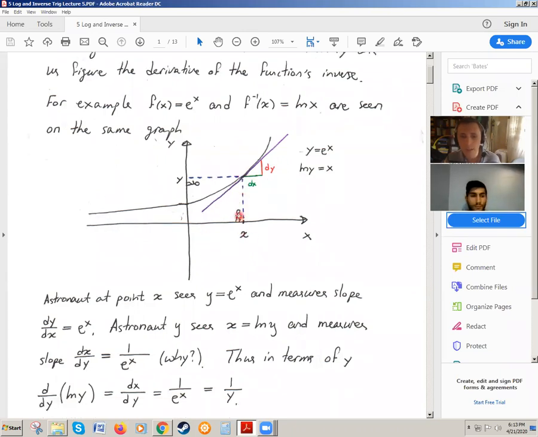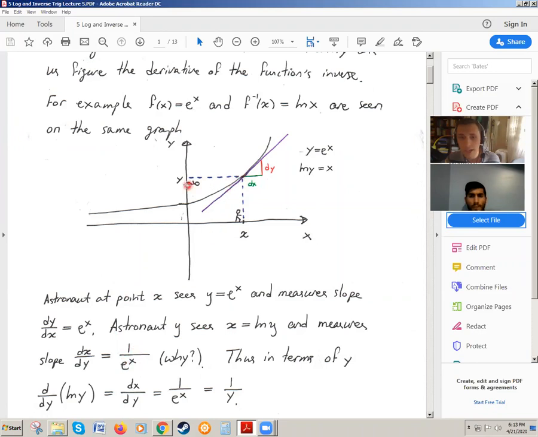So at the point x, the astronaut on the x-axis will calculate a slope dy divided by dx, right? And dy divided by dx is just the derivative of e to the x. It happens to be e to the x. So far clear? Now, the person on the y-axis will calculate an entirely different slope. The slope calculated by the person on the y-axis will be, I mean, he can borrow the slope of this guy and just write 1 divided by it.